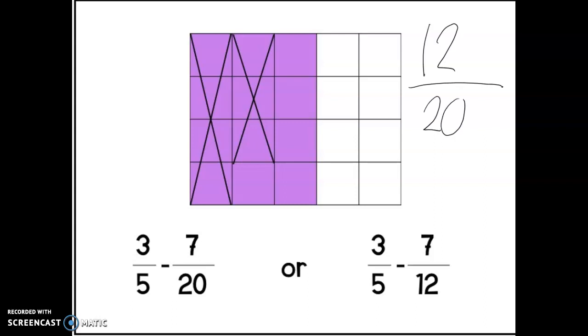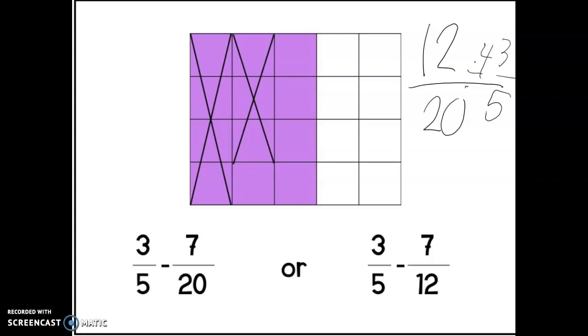So we have 12 20ths. But if you look at both of our choices here, there is none. They both start with 3/5. Well, where does that 3/5 come from? Of course, that 3/5 can come from whenever you reduce or simplify 12 20ths. Because if we divide them both by 4, 12 divided by 4 is 3, and 20 divided by 4 is 5. So that's where that 3/5 comes from.